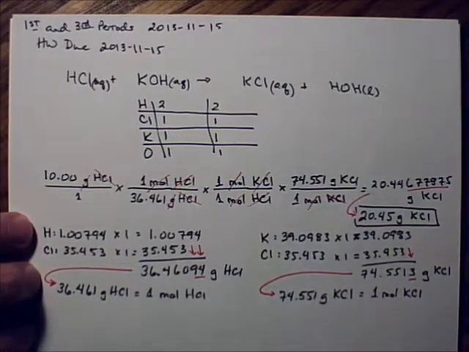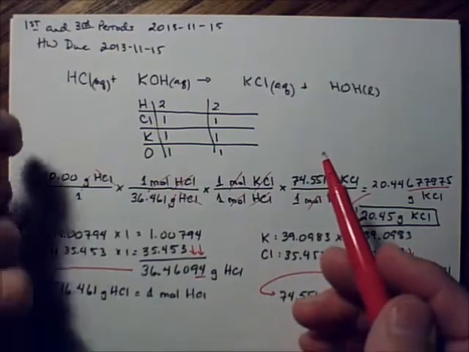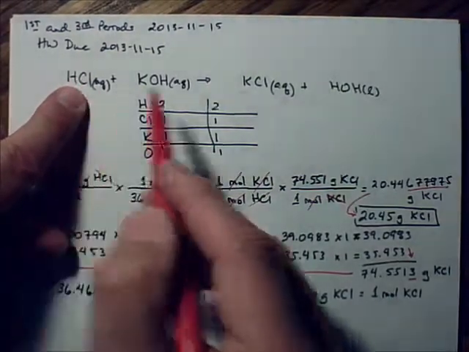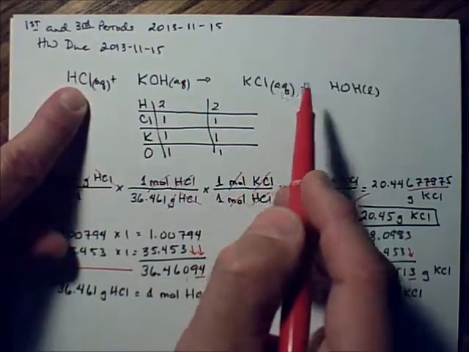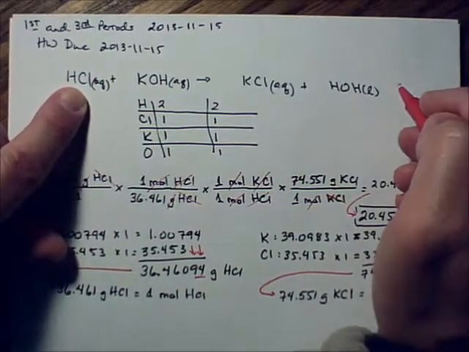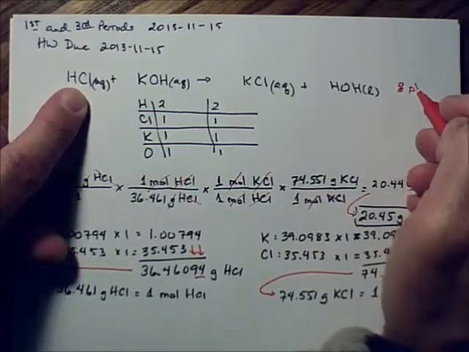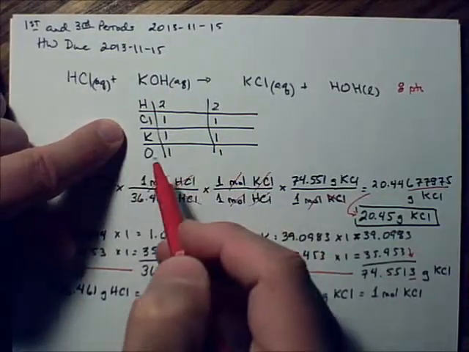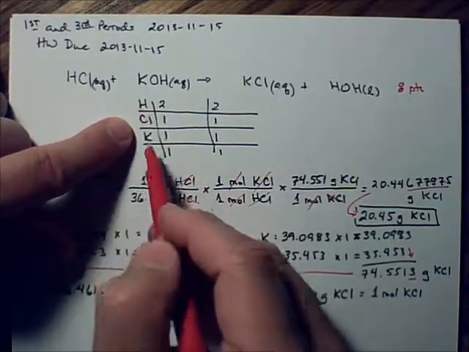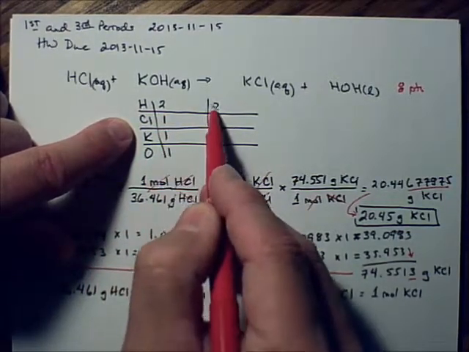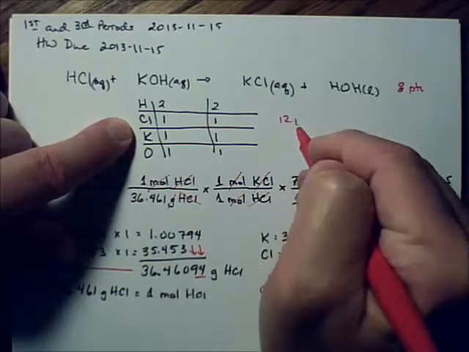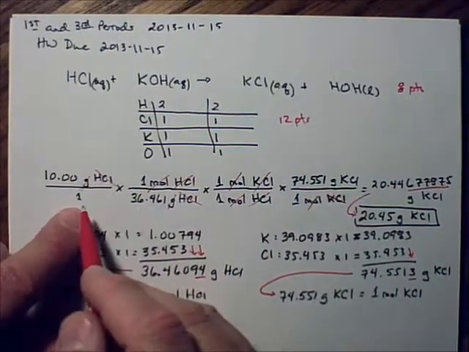Good. Okay? All right, so let's count everything that we want to give points for. We want to give a point for each of the formulas in each of the physical states. That's 1, 2, 3, 4, 5, 6, 7, 8. So 8 points for just the equation, okay? We want to give a point for the atom inventory. All right, each of the elements, each of the counts. 1, 2, 3, 4, 5, 6, 7, 8, 9, 10, 11, 12. That's 12 points.